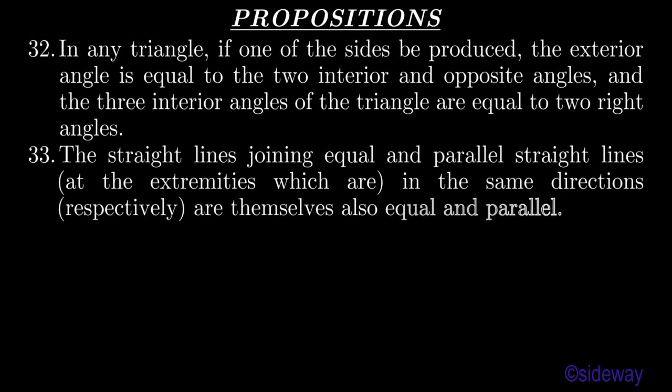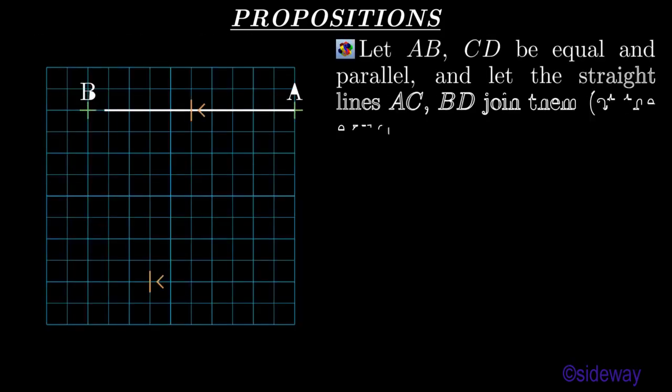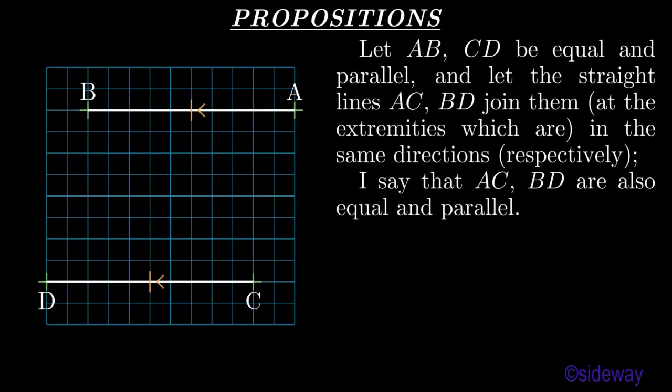Proposition 33. The straight lines joining equal and parallel straight lines at the extremities, which are in the same directions, respectively, are themselves also equal and parallel. Let AB, CD be equal and parallel, and let the straight lines AC, BD join them at the extremities, which are in the same directions, respectively. I say that AC, BD are also equal and parallel.